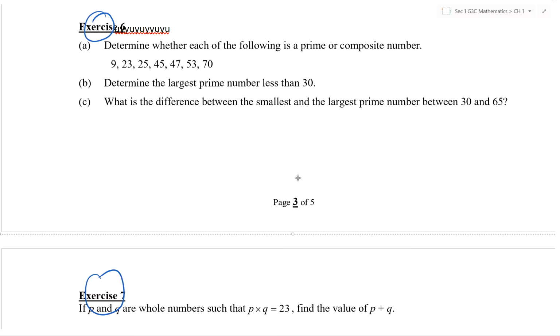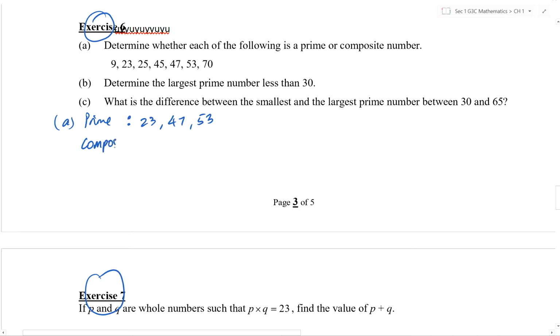Okay, determine whether the following is a prime or composite. So for part A, prime, we have 23, 47, and 53. Then for the composite numbers, we have 9, 25, 45, and 70. So that's 7 numbers, 1, 2, 3, 4, 5, 6, 7. So I have accounted for all numbers.